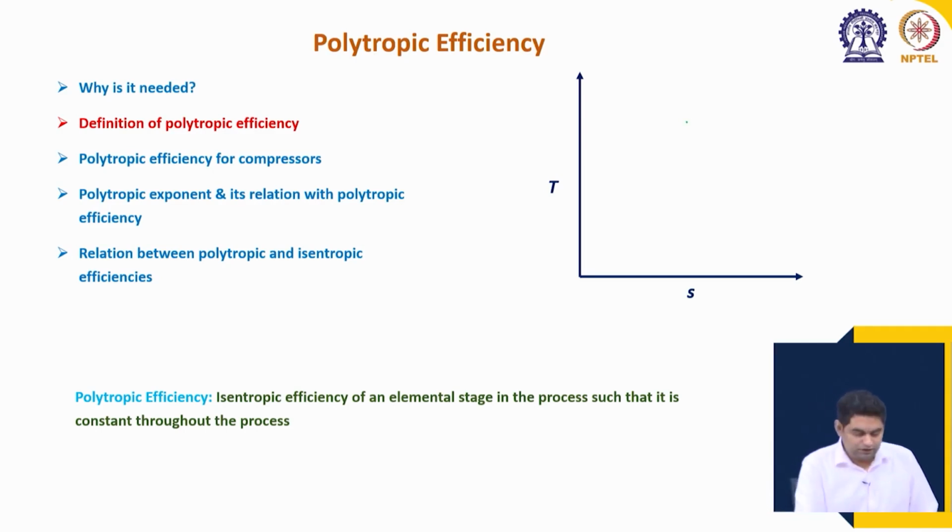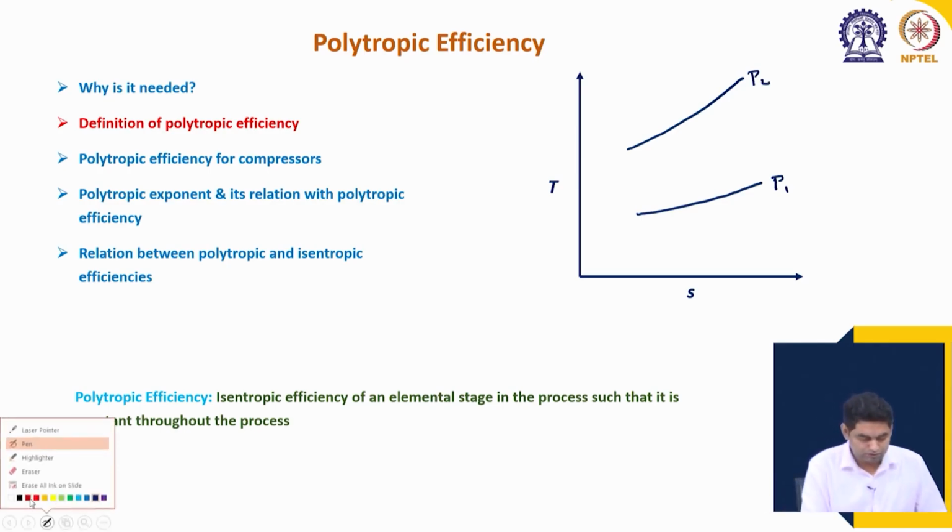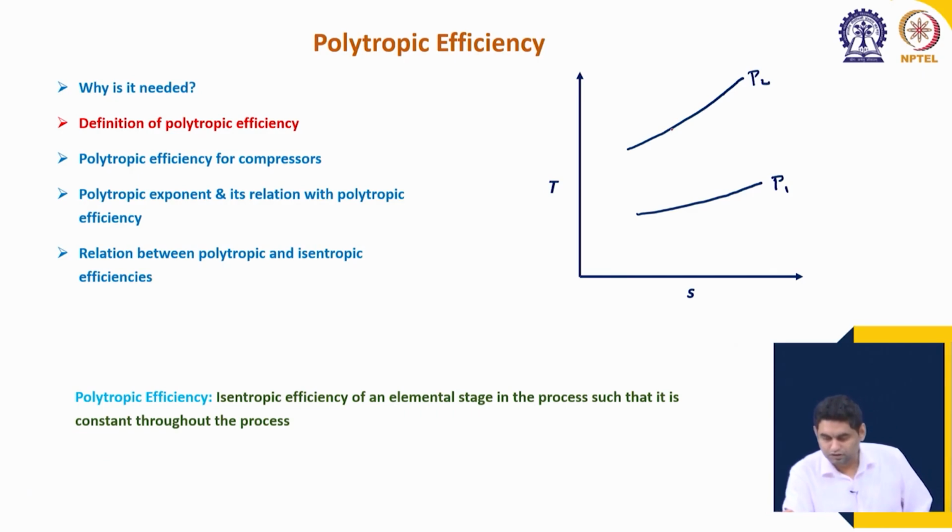So, let us say that we have a process like this. Two constant pressure lines, P1 and P2, and then let us say 1 to 2s, and the actual process goes from 1 to 2.